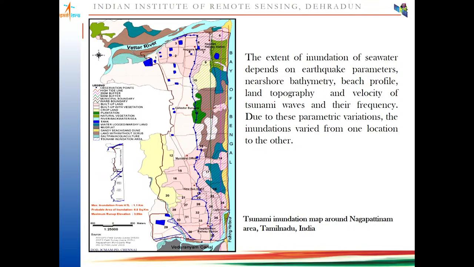They said this map was given to the Ministry of Home Affairs so that they could know, see, all the hatch lines, the blue line. These are the inundation regions, and this is not a straight line because how far the water will go inside the land depends on various parameters. That depends on the earthquake parameters, nearshore bathymetry, beach profile, land topography, velocity of the tsunami waves, and the frequency. Due to this parametric variation, the inundation varied from one location to another.